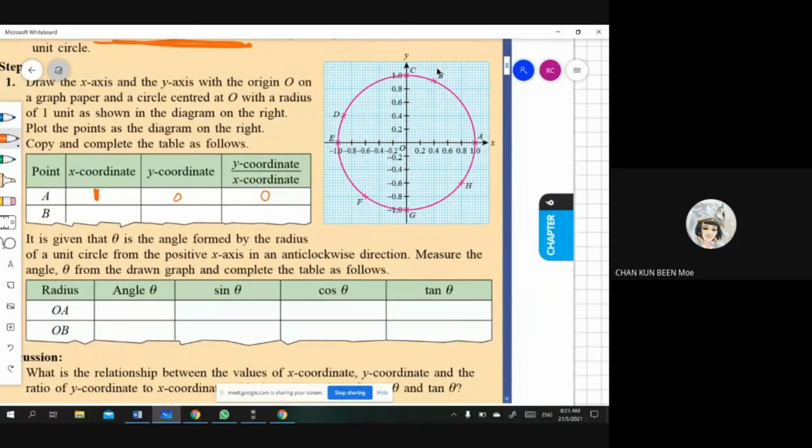Yes. Now we move to B, the B over here. So you refer to B over here. What is the x-coordinate for B? Can you read? 0.4. Correct. What about the y-coordinate?